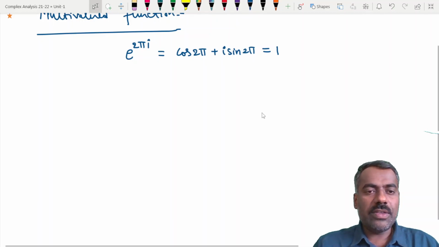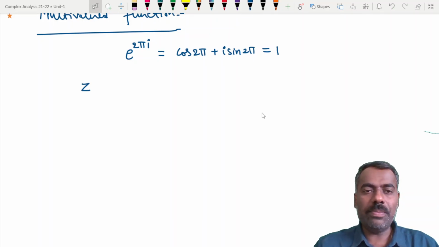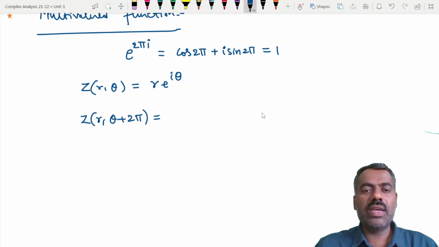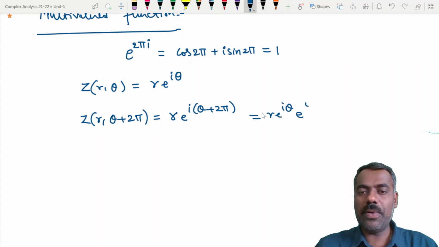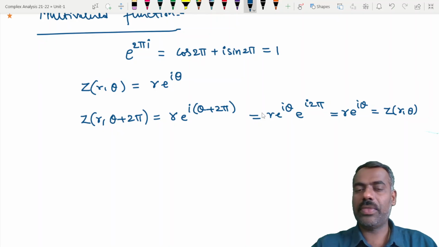Okay, so suppose z is represented in polar form, z equals r into e power i theta. Then what can you say about z at (r, theta plus 2 pi)? This is the same as r into e power i theta into e power i 2 pi. But we already know e power i times 2 pi is 1, which is the same as r into e power i theta. This is the same as z of (r, theta), right?